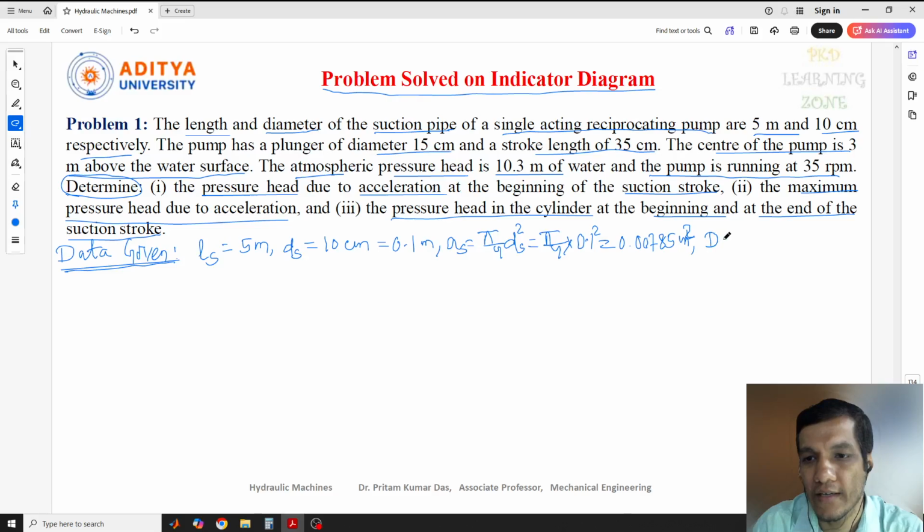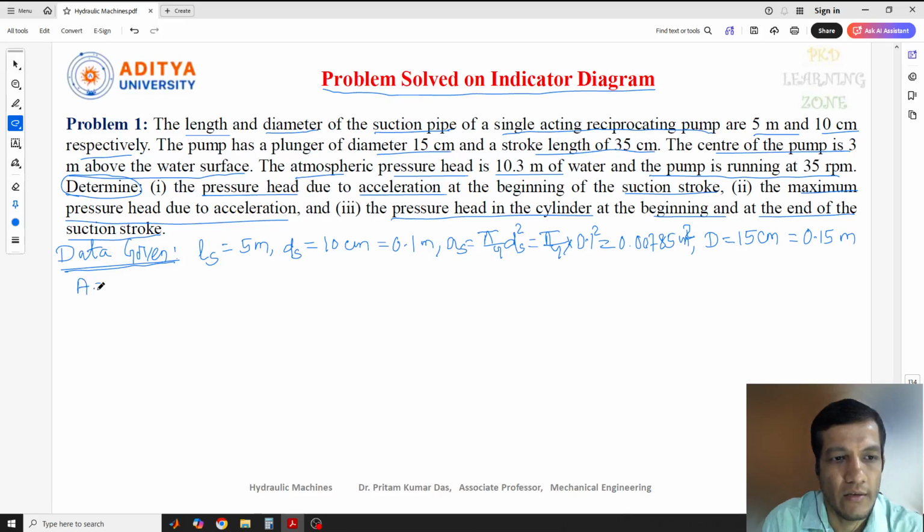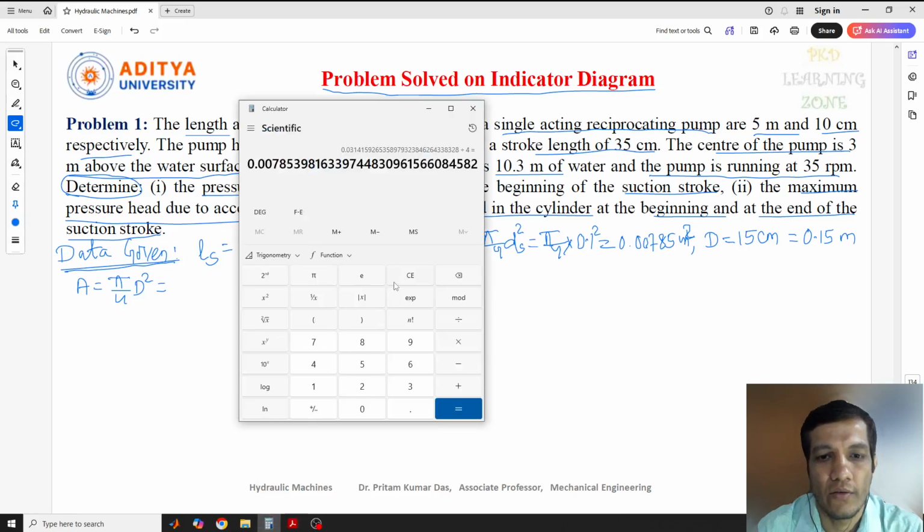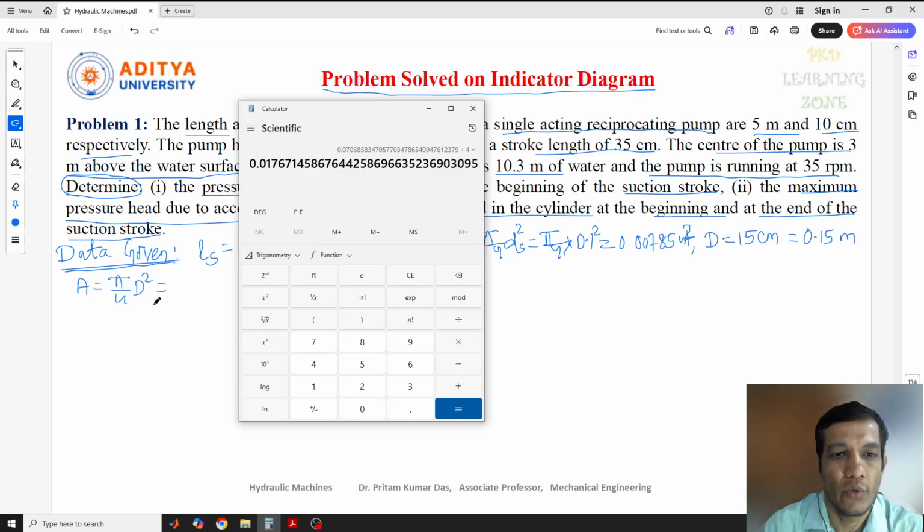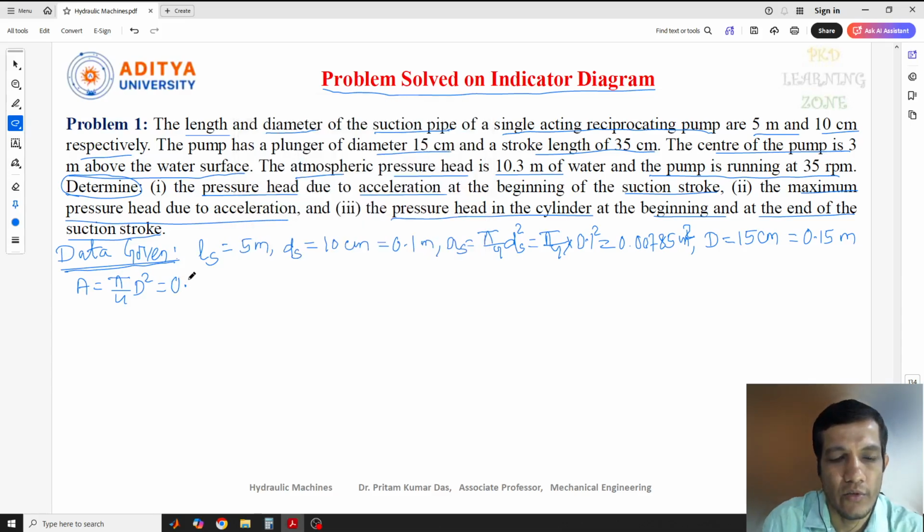Okay, next is given the plunger has a diameter of 15 centimeter. So plunger diameter, let's take it capital D, that is 15 centimeter. So this also we need to convert into meter, and we need to calculate the area also for this. Okay, so here we will calculate the area. Again the same thing, π by 4 D square. So we'll get the value directly. I'll calculate here. So let's make it 0.15 square multiplied by π divided by 4, 0.01767. So this is 0.01767 meter square.